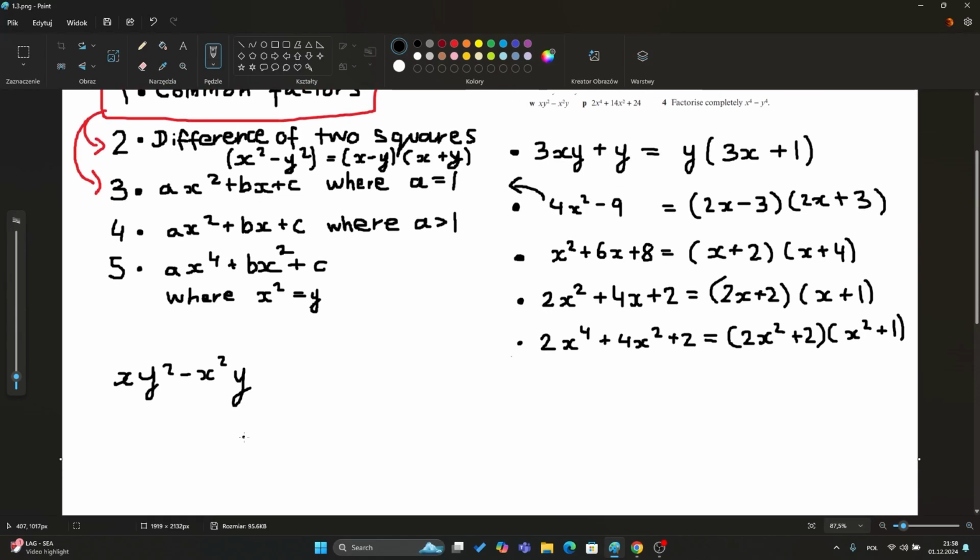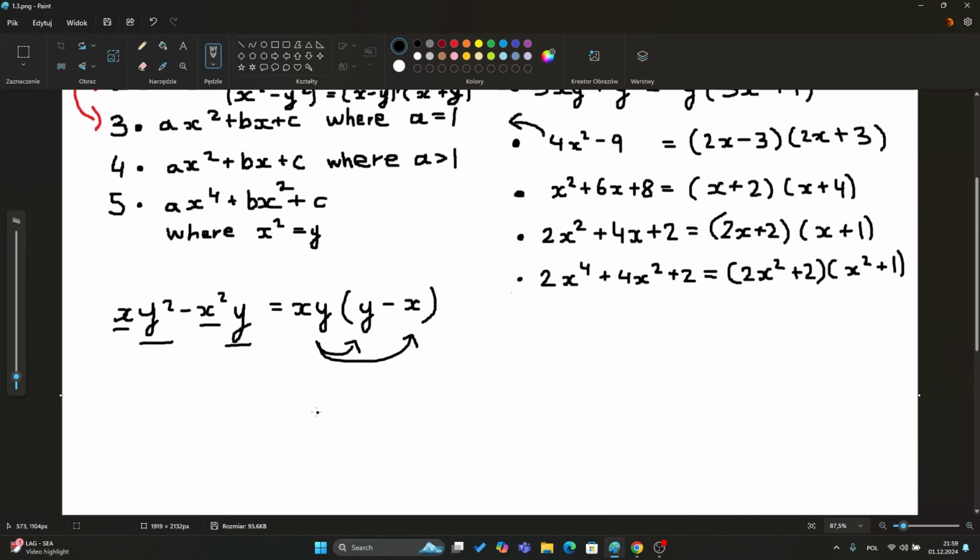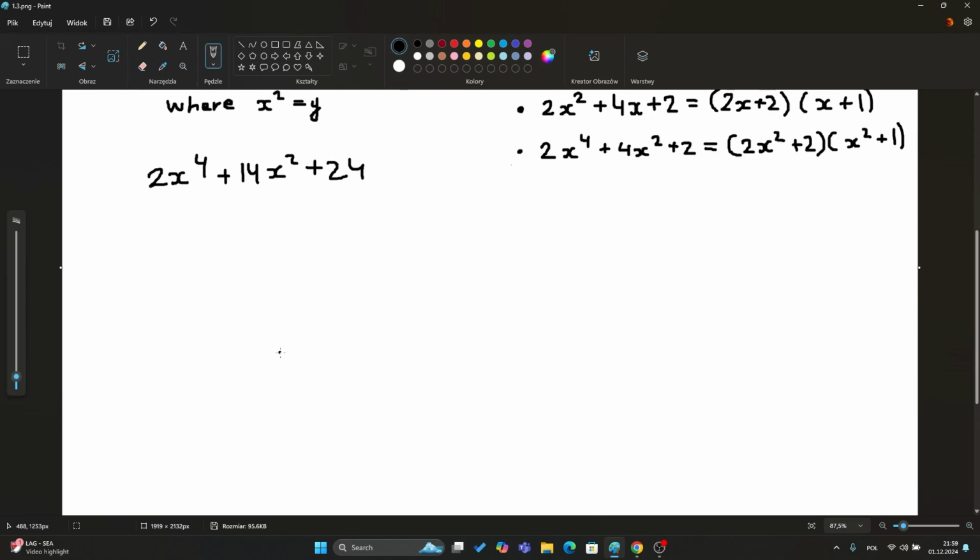Now again we've got another expression, and again we check the common factors, so x and x squared will give us x, and y squared and y will give us the factor y. So the overall factor is xy, and then we have y minus x. If we multiply this out, this will give x y squared minus x squared y, as required. But what happens if you have this kind of expression?